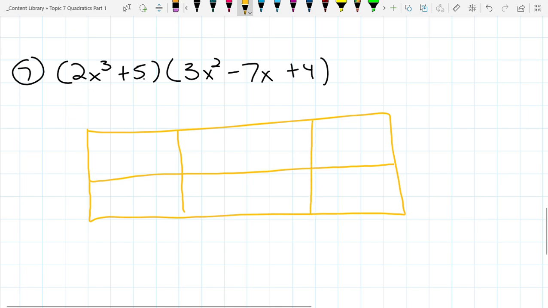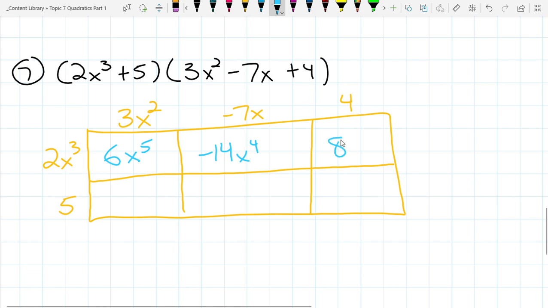So I have a 2x to the third and a 5. I have a 3x squared, a -7x, and a 4. And now we just multiply. 2 times 3 is 6. X to the third, x squared is x to the fifth. -7 and 2 is -14. X to the third and x is x to the fourth. 2 and 4 is an 8.